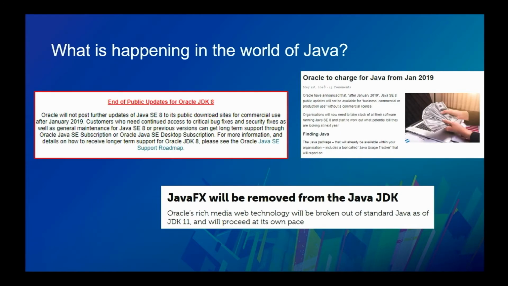Now, when Java 11 was coming out at the end of last year and Java 8 was disappearing, there were a few quite alarming articles appearing on the internet. Things like, there's going to be an end of public updates for the JDK 8. Oracle are going to be charging for Java from January 2019. JavaFX is going to be removed from the Java JDK. Now, all these are quite alarming things, and they are all true, but there is a way forward, so it's nothing to worry about.